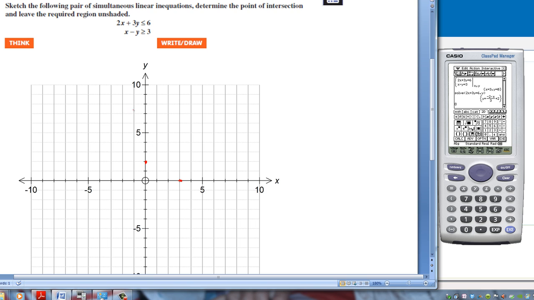Let's write our coordinates in. This is the coordinate 3 comma 0, and this is the coordinate 0 comma 2. Now I'm going to attempt to draw a straight line connecting those two points, which is a bit hard on my stylus, but let's give it a go.